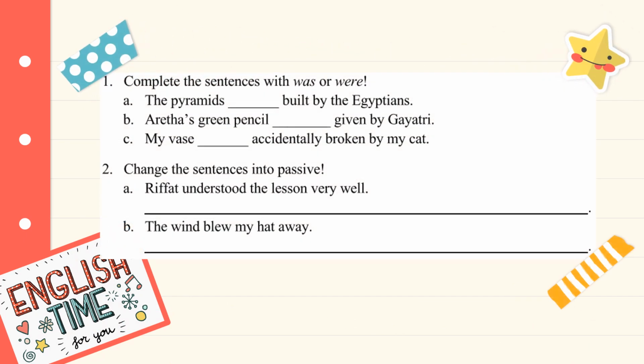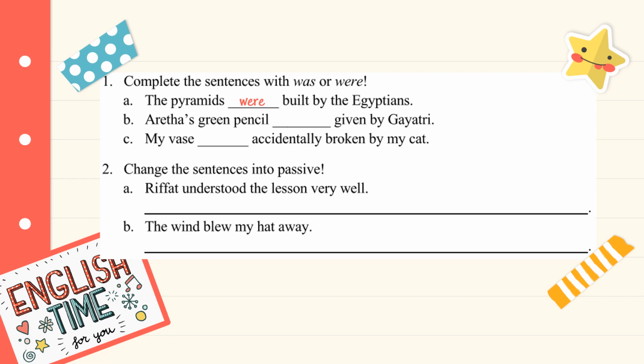Now let's do the exercise. Complete the sentences with was or were. Was for singular or uncountable and were for plurals. Okay, like A. The pyramids, singular or plural? It is plural, more than one. That's why you use were.